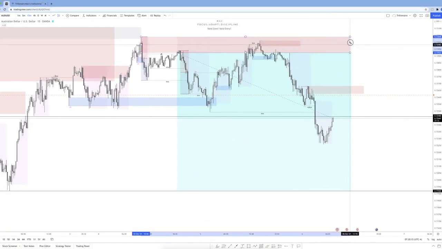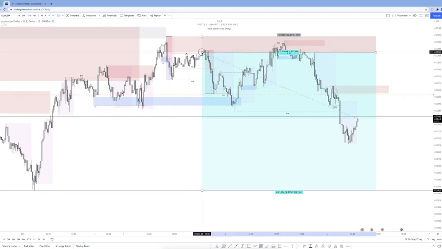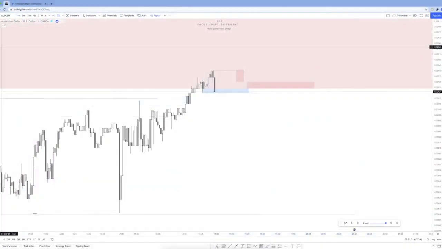Now, let's get into the nitty gritty. Let's get into those individuals who want to see that 2 pip stop loss, that 1.5 pip stop loss, that 20, 23, 25% gain on a trade. That is what I'm talking about. So, of course, we have to bring it back to this area here. So we can see that we pull into this zone overall.